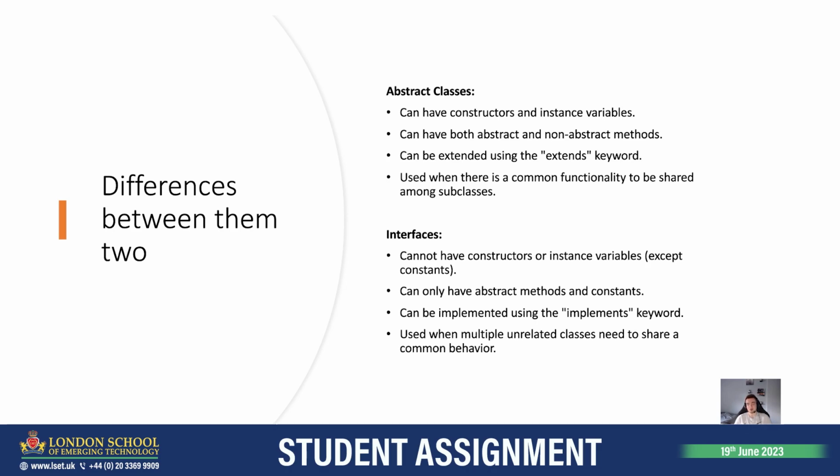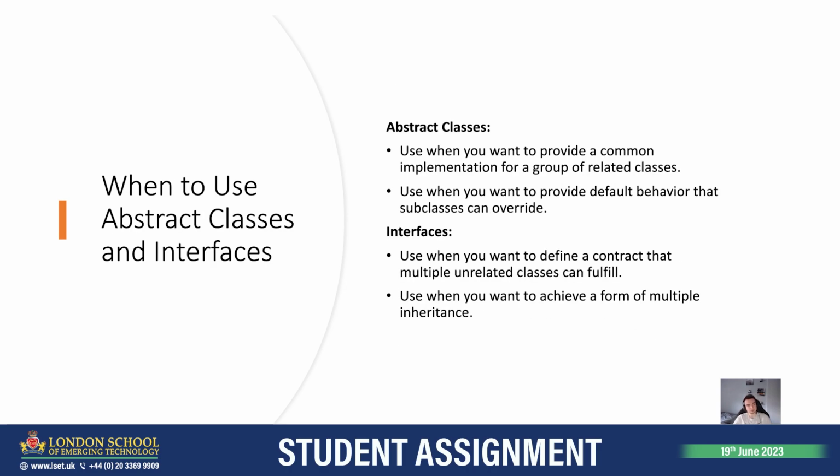When to use an abstract class and interfaces. For abstract classes, use when you want to provide a common implementation for a group of related classes, or when you want to provide default behavior that subclasses can override. For interfaces, use when you want to define a contract that multiple unrelated classes can fulfill, or when you want to achieve a form of multiple inheritance.